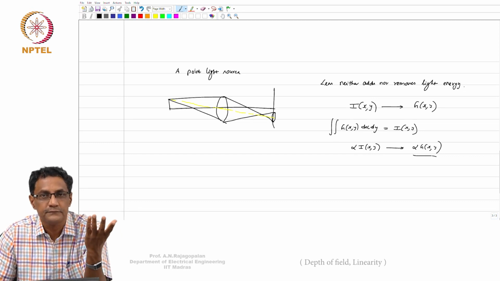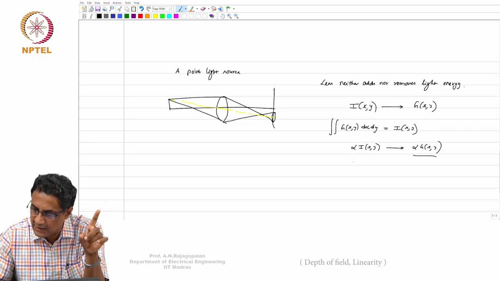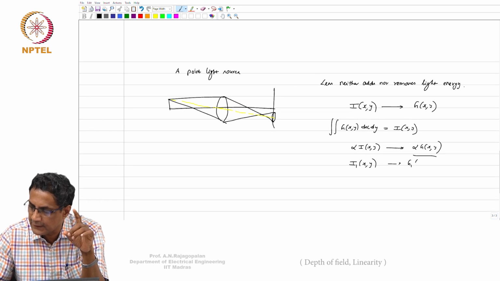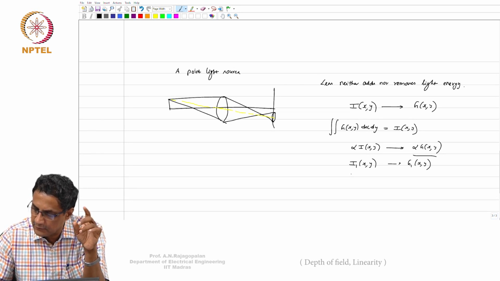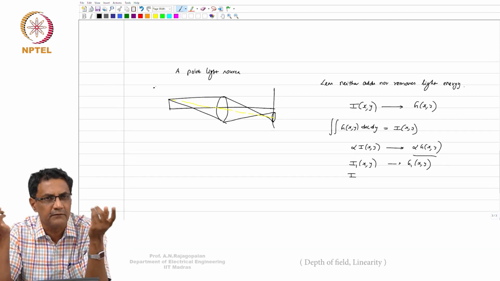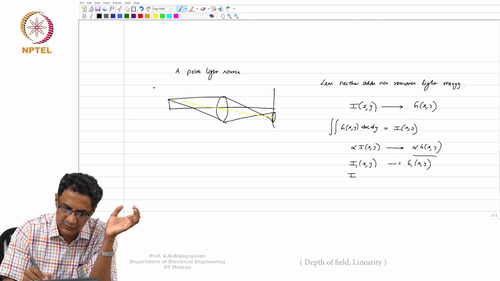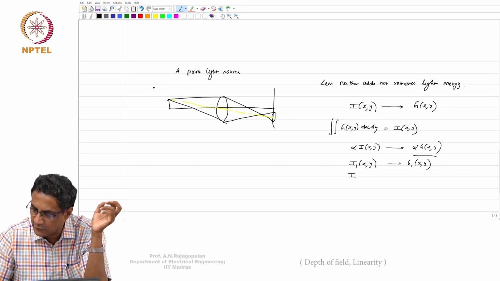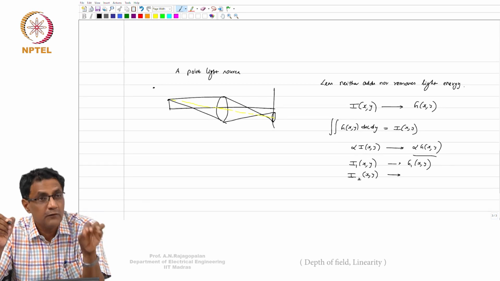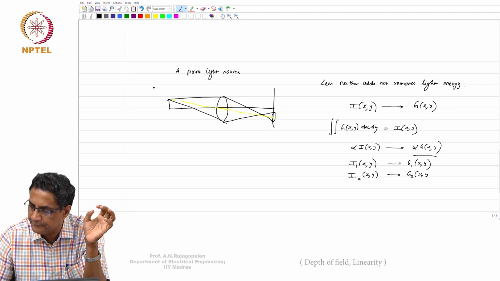Now, instead of one light source, suppose I1 of xy gave you one blur circle, which is G1 of xy. And then I introduce another point light source somewhere else. This could be a 3D world; I'm not assuming planar at all. Some other point lies somewhere here. So this point was here, this point is here, and for that point light source I get I2 of xy, the intensity you get if only that was present in the scene. Corresponding to that, you have G2 of xy, correct?